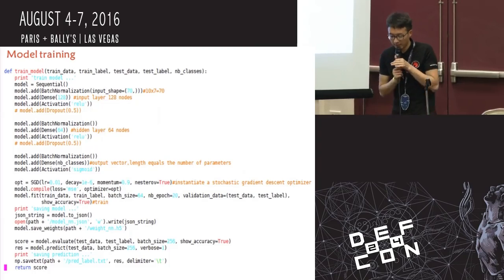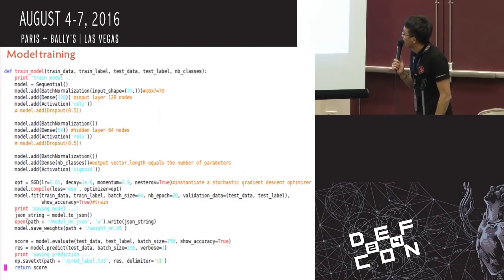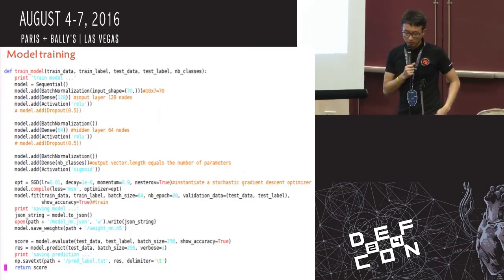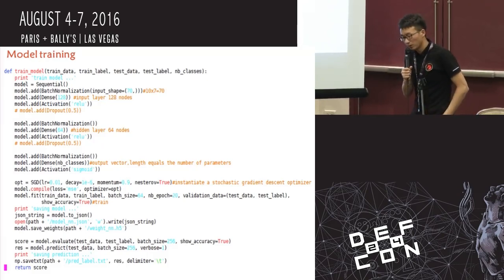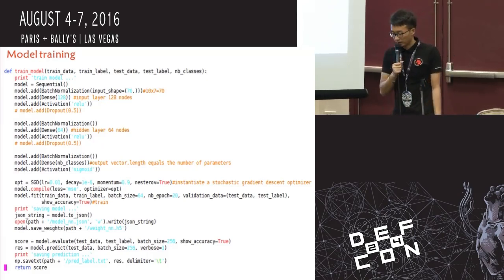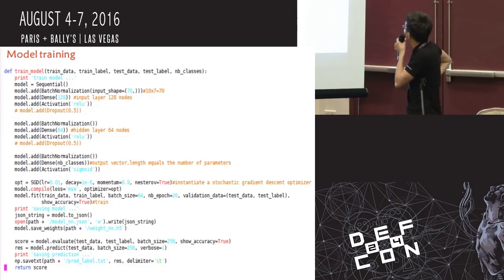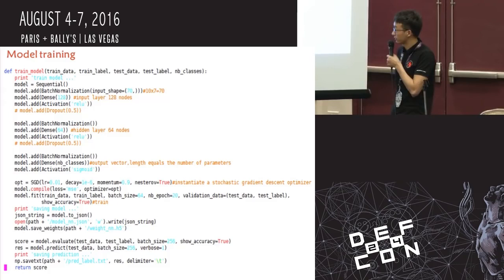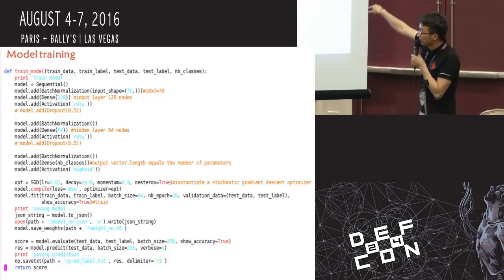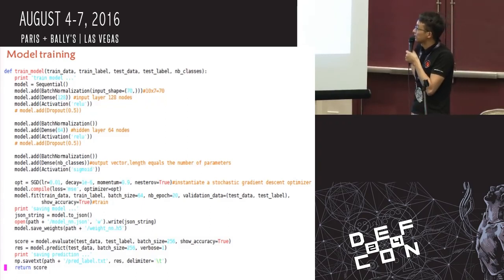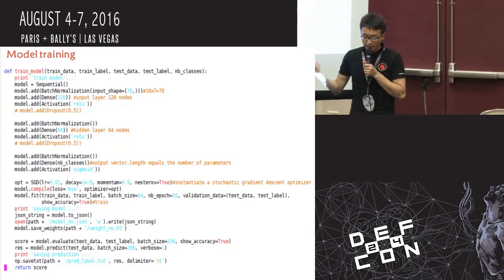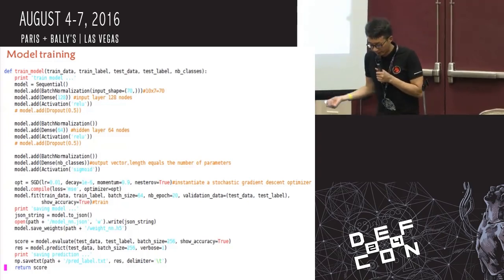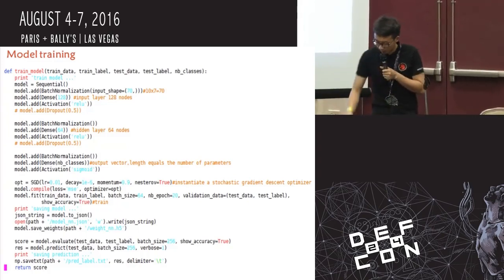I don't know if everybody can see this code. I used the open source deep learning software called Keras. This software is very simple to use. It's in Python. You pre-process the data, split it into the input vector and output vector, and use those data to train the model.